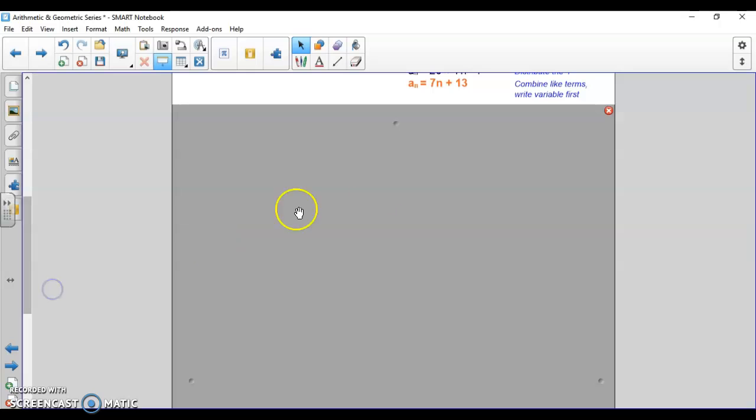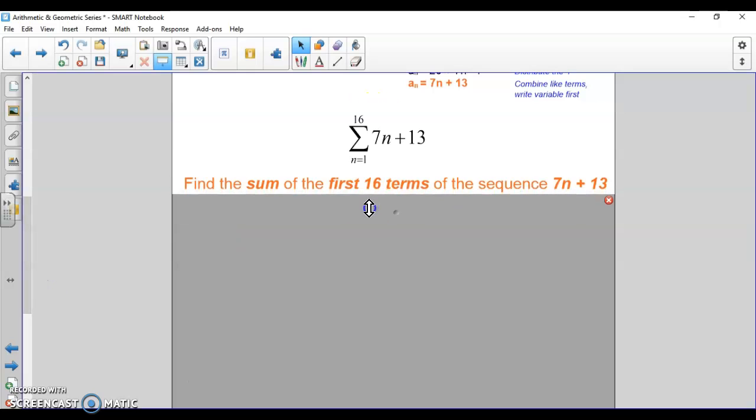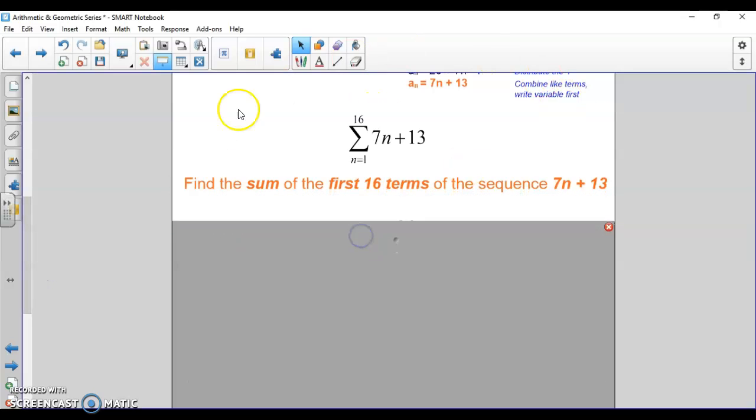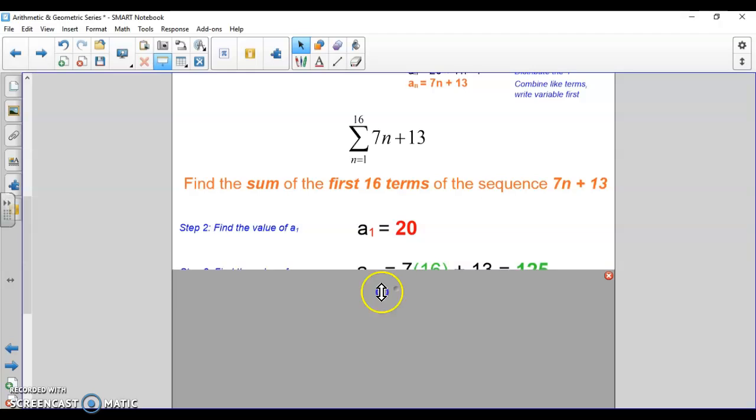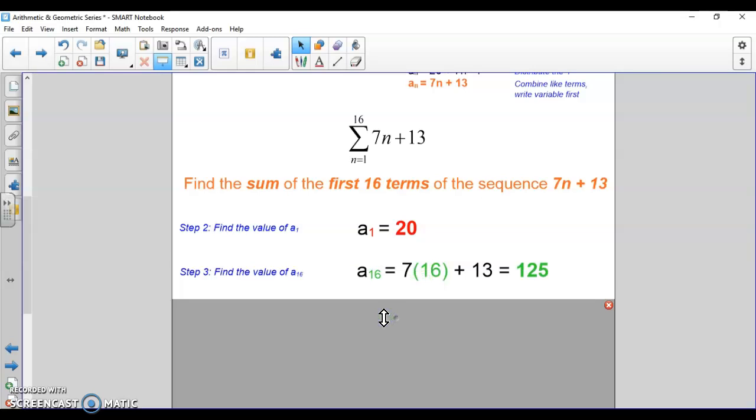Now we use that to help ourselves out. I don't need to see this. It's not something I'm looking for. It's just helpful. First term we know, it's 20. I needed the explicit formula to help me find the 16th term of the sequence. You can just keep adding if you want. I think it's less work to go ahead and find the formula first, then plug in 16. But we get 125 there.